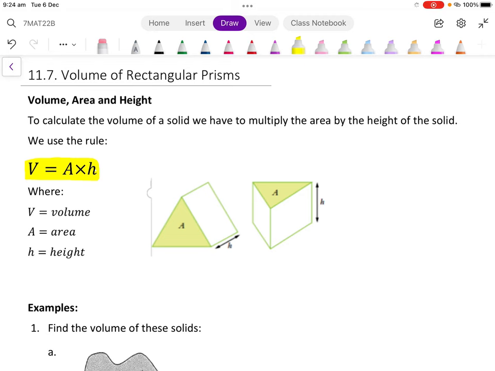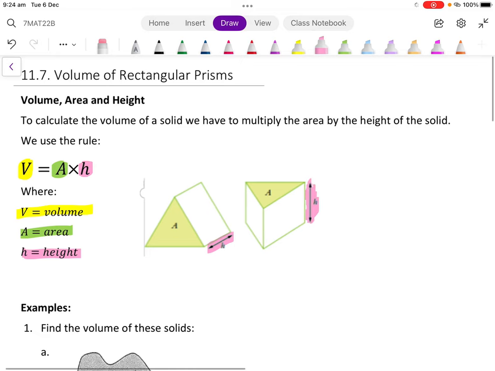This is where we have our V is equal to our volume, our A is equal to the area of our shape or of our base, and then our H is the height of the shape. Over here we can see that we have our area coloured in green, and then our height is the distance going away, or how tall that shape is if we put that base on the ground.